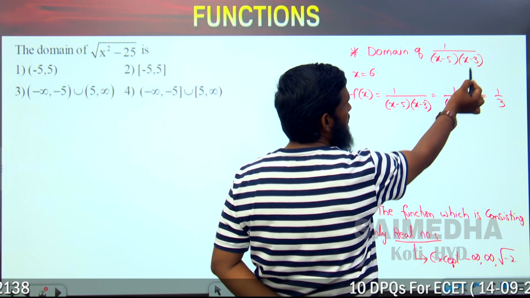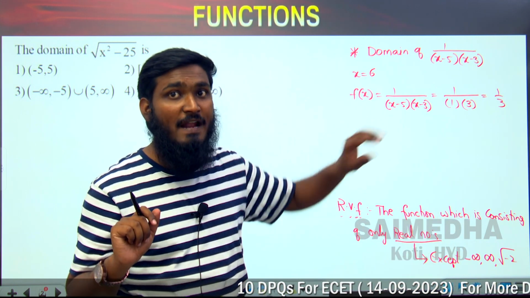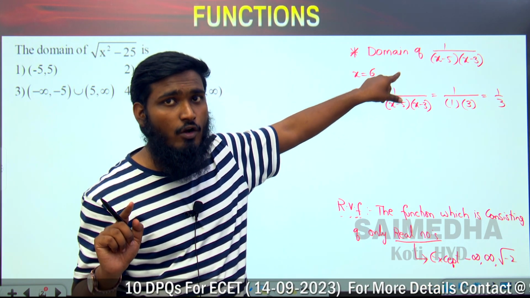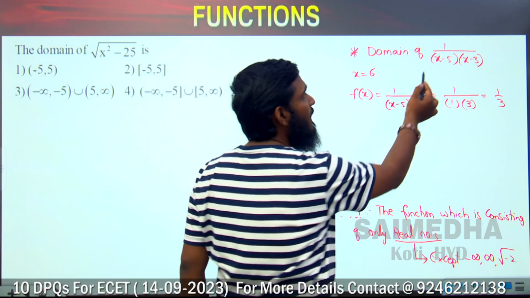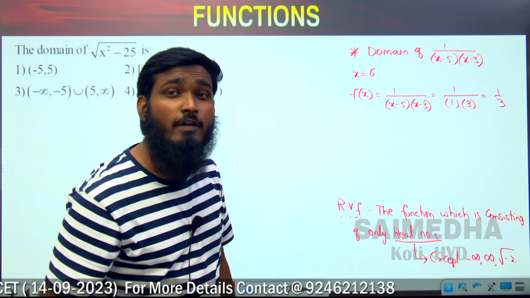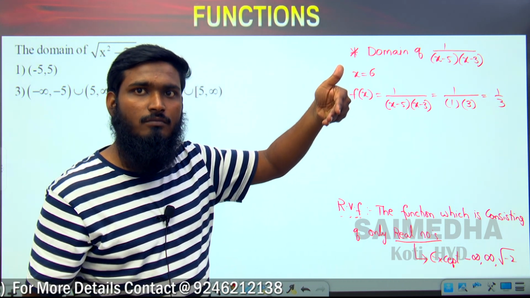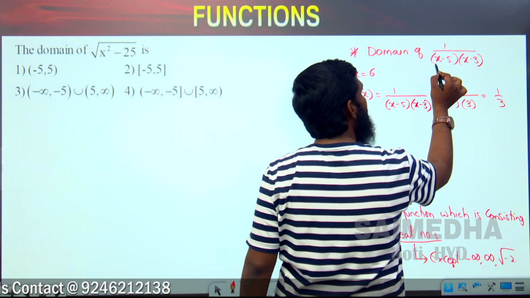Whenever we are getting this type of question, if we can factorize the denominator, listen carefully, there is a shortcut trick. We have to find when this denominator is becoming 0. When the denominator is becoming 0, what is the factor we are having?